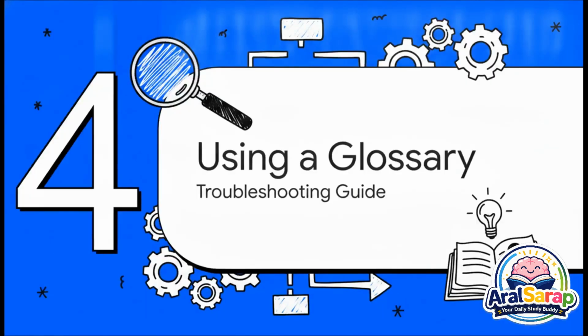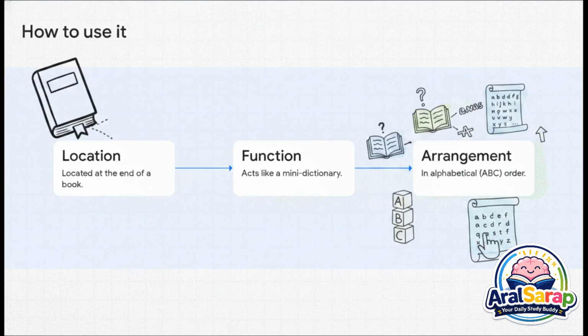Finally, Section 4, Navigating with a Glossary. Because look, even with great linking words and an amazing vocabulary, complex texts can sometimes stump us. Think of the glossary as your ultimate troubleshooting guide. Now, what's really interesting about this slide is how straightforward this tool is. You'll always find it located right at the end, the back of a book. It acts exactly like a mini dictionary that's been tailored specifically for the hard or new words in that text. And because it's arranged in alphabetical A, B, C order, you can pinpoint your troubleshooting word literally in seconds.